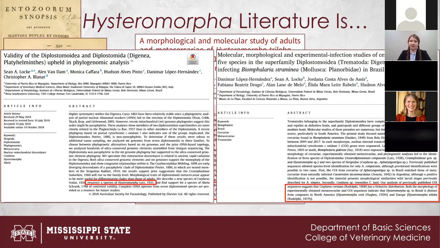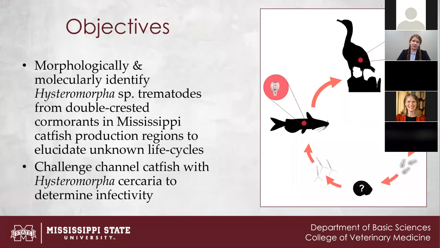And on top of that, there's also a third suspected species in South America. Long story short, it's pretty complicated right now, and as a result, a lot of these major genetic sequencing databases like GenBank likely have their North American Hysteromorpha corti sequences misidentified as the European Hysteromorpha triloba. Completing the life cycle will allow us to compare Hysteromorpha sequences and figure out which species is actually present in Mississippi. So with all that in mind, these were our objectives.